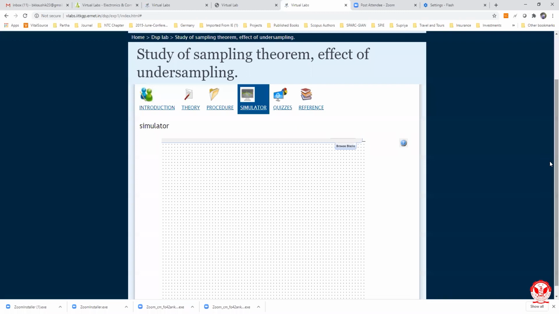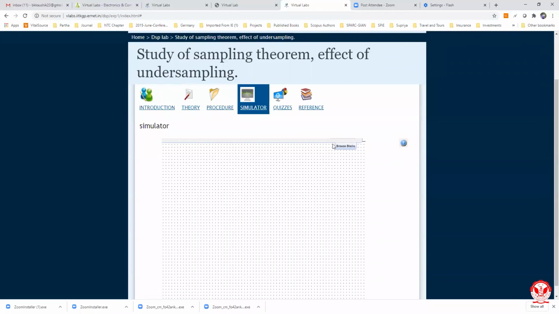All the signals that we come across in real life are analog signals, and the signal processing is done on digital platform. Thus, the analog signals are converted to the digital signals. For this purpose, we do sampling and quantization. So let us perform the experiment to verify the sampling and effect of undersampling.